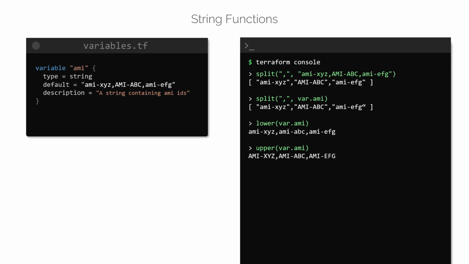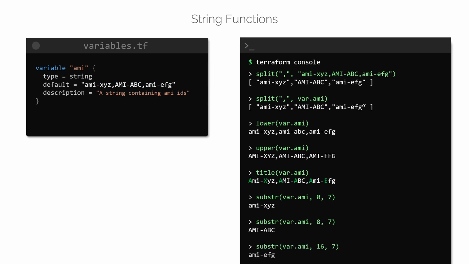To just convert the first letter of each word in a string, use the title function like this. The substring function is used to extract a substring from a string, or in other words, cut a string into a smaller string by providing an offset and a length.